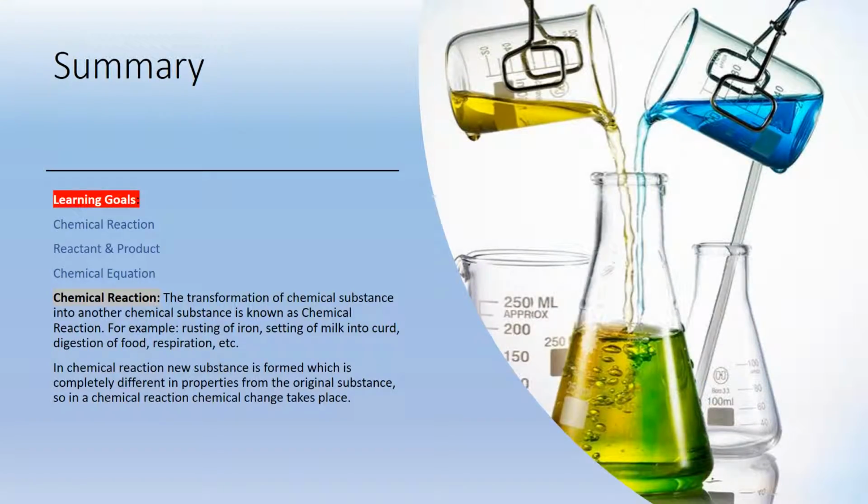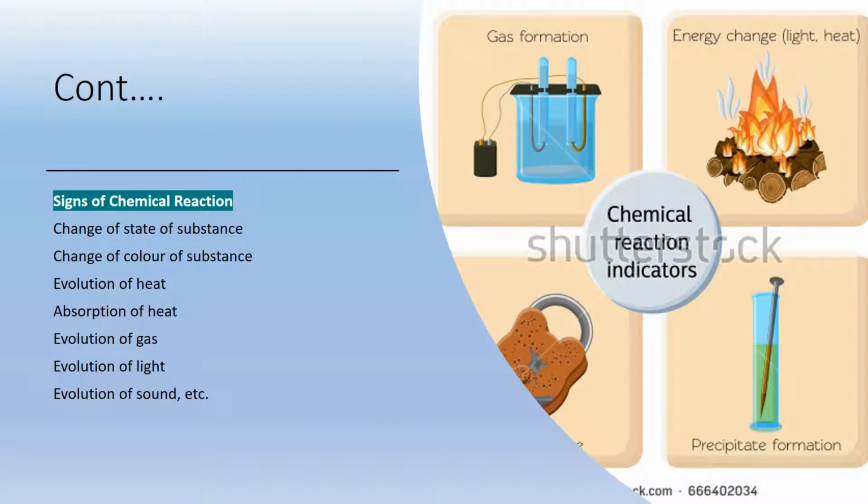For example, rusting of iron, setting of milk into curd, digestion of food, respiration, etc. In a chemical reaction, a new substance is formed which is completely different in properties from the original substance, so in a chemical reaction, chemical change takes place.